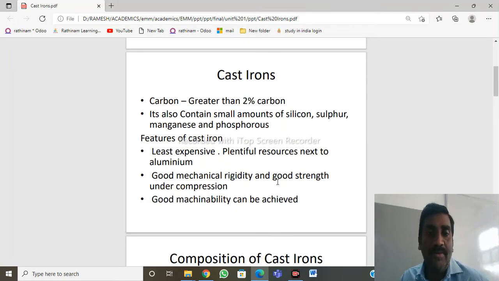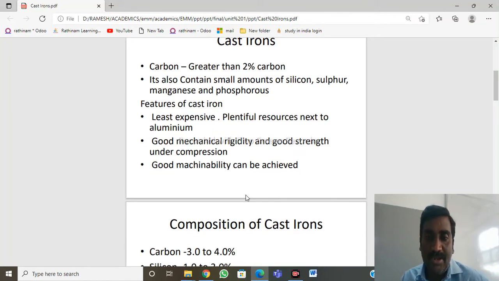Features of cast iron: why are we using cast iron? It is the least expensive material and has plentiful resources next to aluminium, with mechanical rigidity and good strength under compression. Good machinability can be achieved. So these are the most important positive parameters of cast iron, and for these reasons we use cast iron in many applications.